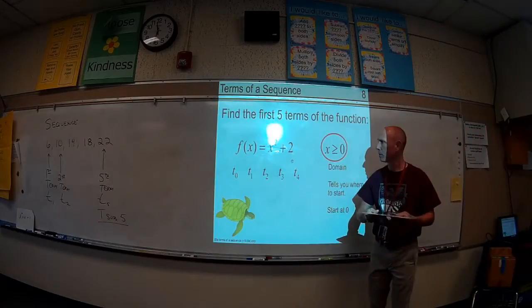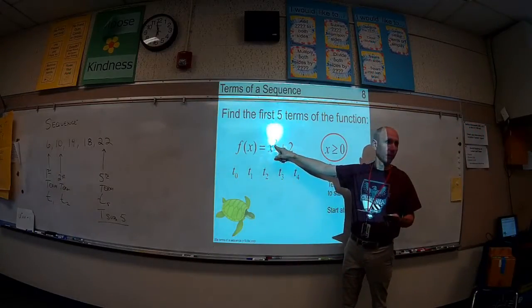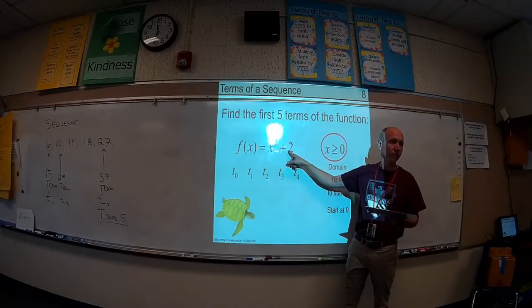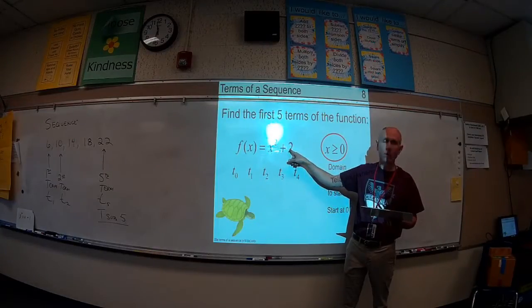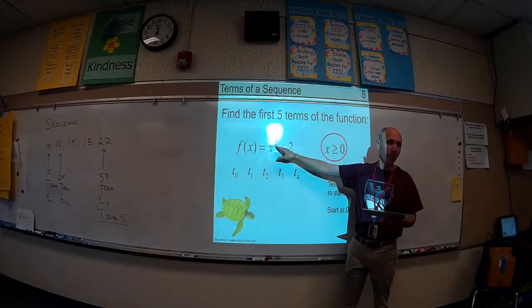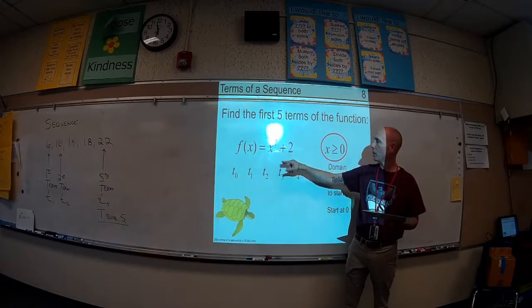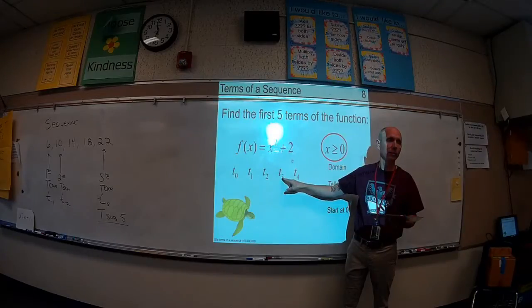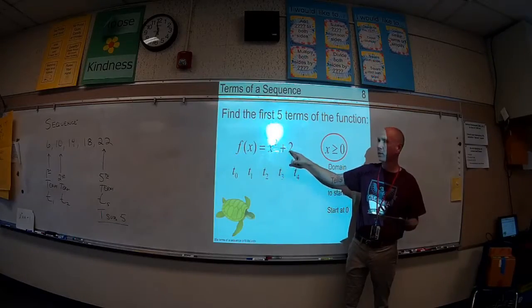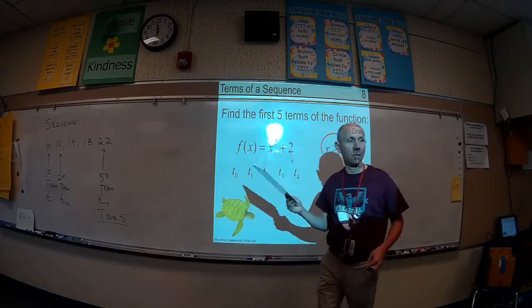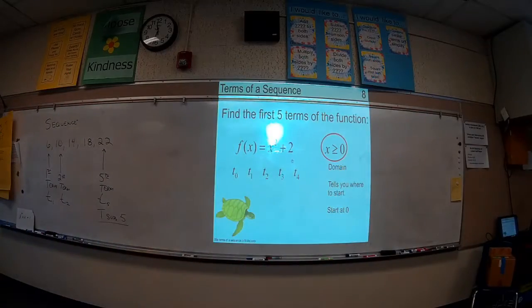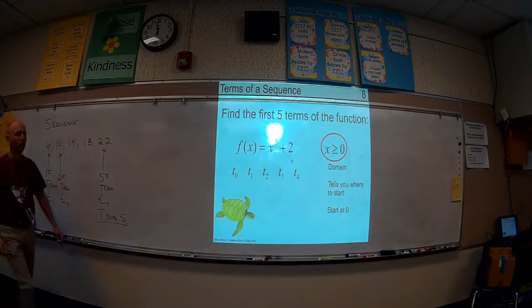Are you on the next one? No, I'm on this one. Let's plug in a 0. What's 0 squared? It'd be 0. Plus 2? 2. Let's try a 1. What's 1 squared? 1. Plus 2? 3. What's 2 squared? 4. Plus 2? 6. Good. What's 3 squared? 9. Plus 2? 11. And what's 4 squared? 16. Plus 2? 18. Let's go to the next one.